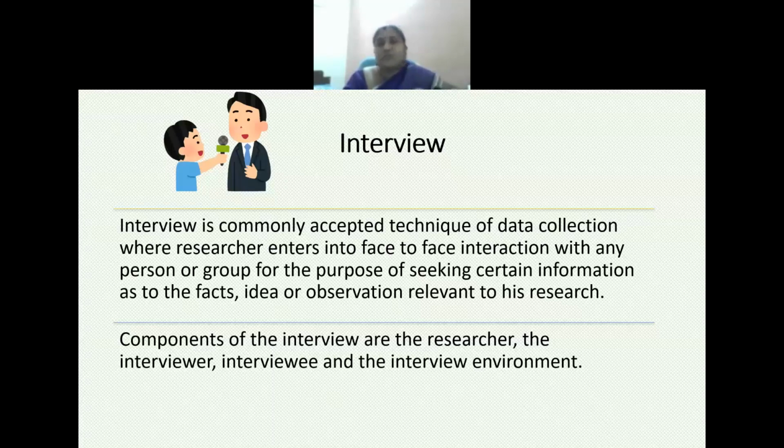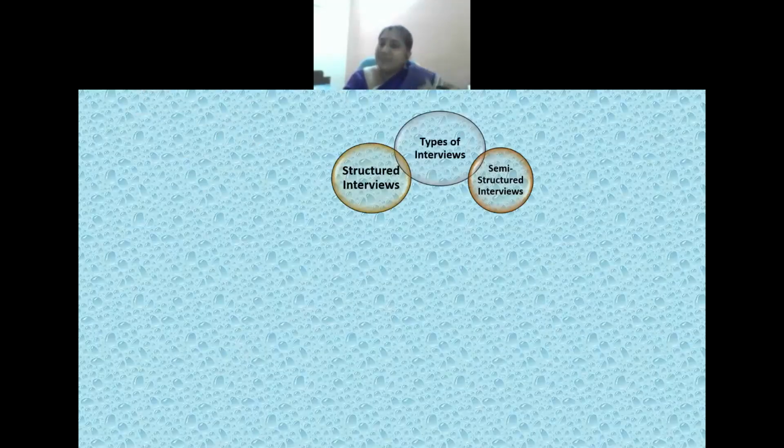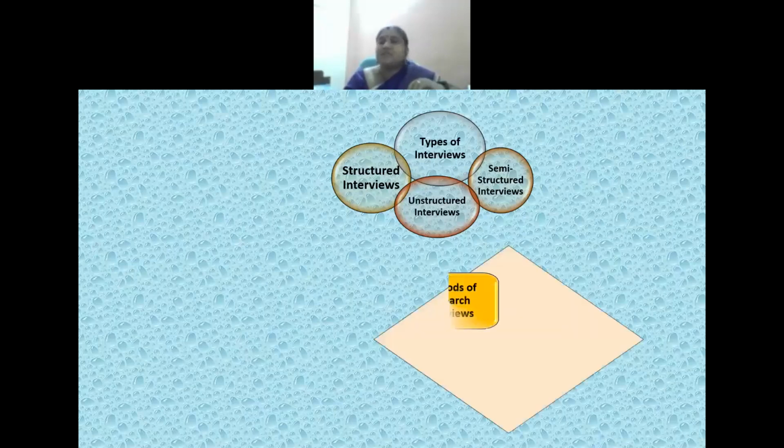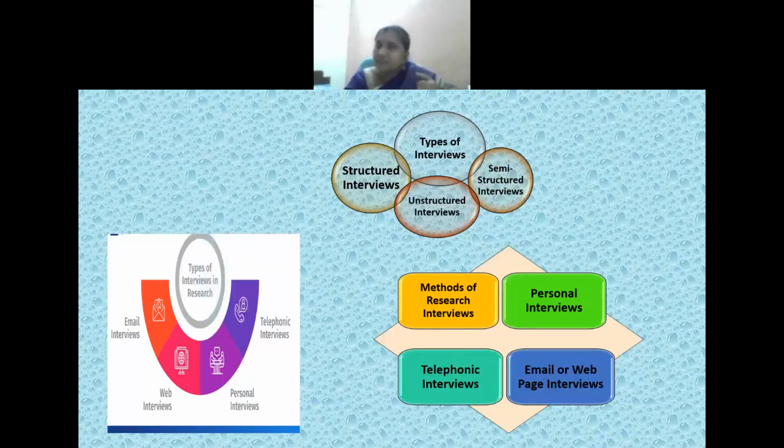And in interviews also, so many types are there: structured interview, semi-structured interview, unstructured interview. Structured has specific, exact questions. Semi-structured, you have questions, but from what they say, you can pick up another question. Unstructured is you are not at all planned. Suddenly you see something, you ask. That's all, right? And methods of research interviews, again, personal interviews, telephonic interviews, email or web page interviews. Nowadays, we see blogs and all. Interviews of people are coming in blogs. So modern methods have come. So nowadays, interview methods are also equally prominent and can be done easily, no problem.